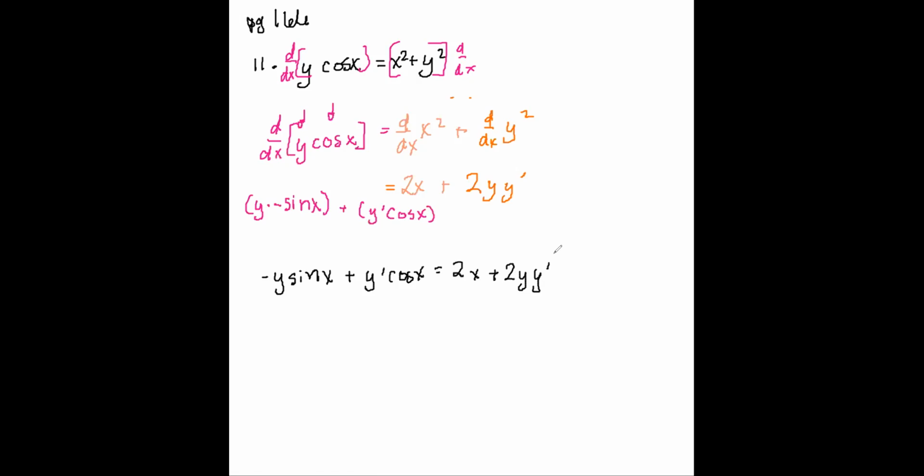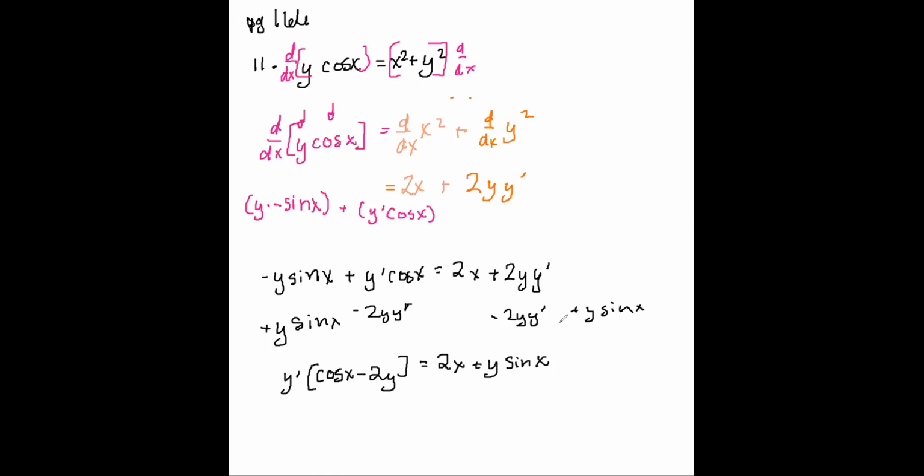So, like we said earlier, my goal is going to be to isolate y prime. So I'm just going to do some moving around. I'm going to subtract 2y prime from both sides. And then I'm going to add y sine x to both sides. So I'm going to end up with y prime times cos x minus 2y is equal to 2x plus y sine x.